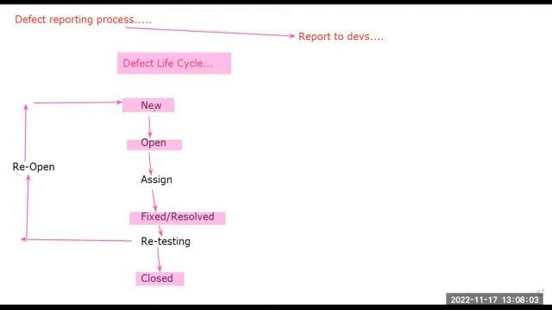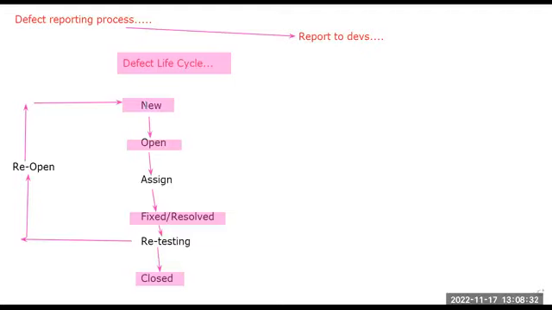Now we have reported it. Once we report it, our development team, or the dev manager, or whoever is part of the development team, is going to review your defect. Let's say there are some developers and some development manager. They are going to review the defect. They will check what kind of defect it is, and whether it's a valid defect or not.